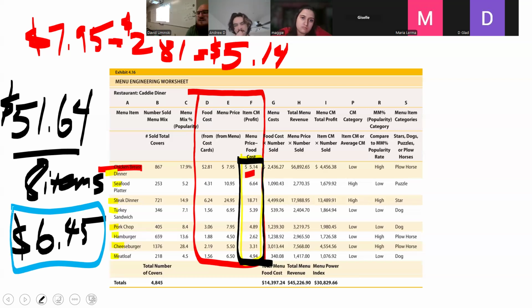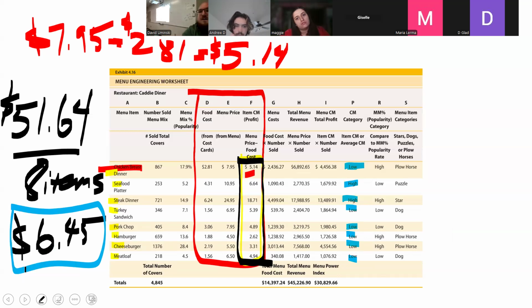Is $5.14, is that higher or lower than my average of 6.45? It is lower. Is 6.64 higher or lower than my average? Higher. It is higher. So now all we're doing is comparing. Is the individual contribution margin dollar amount for the individual item higher or lower than my average?